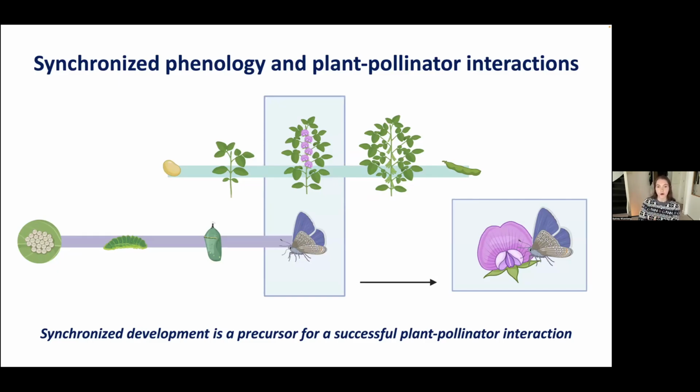We have to have an overlap in the timing of their life cycles for a plant-pollinator interaction to take place. This synchronized development is really important because non-adult pollinators typically won't forage on pollen, and plants only produce pollen when they're flowering. So you can think of the life cycles as happening concurrently, and there's this small temporal overlap, and that is a really important precursor for a successful plant-pollinator interaction.